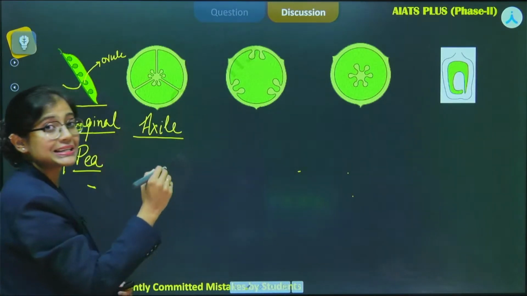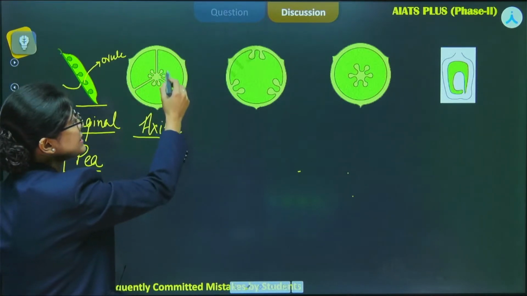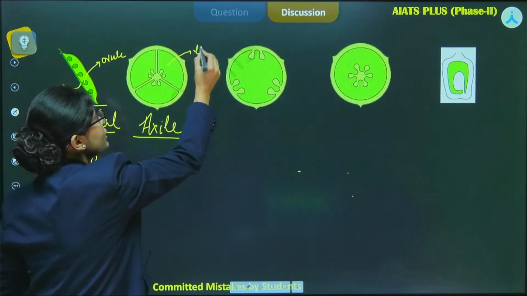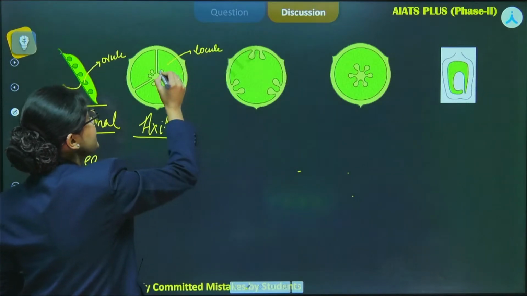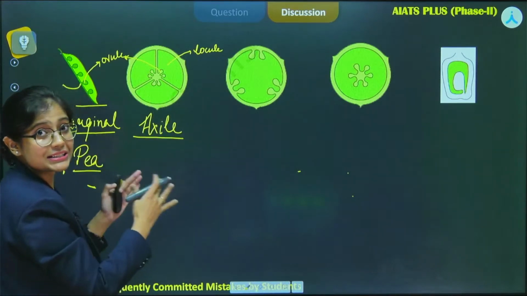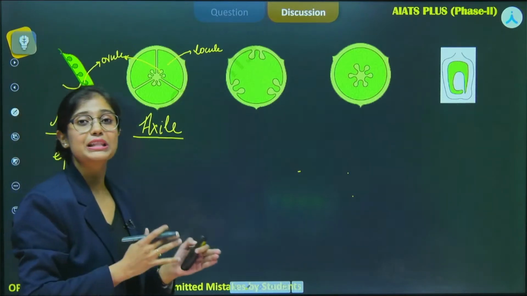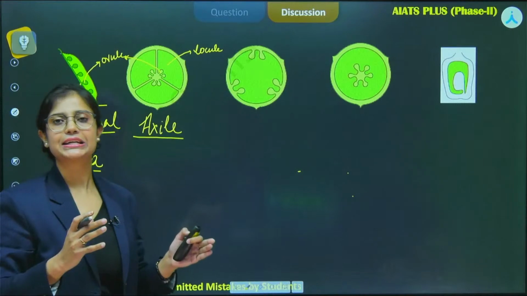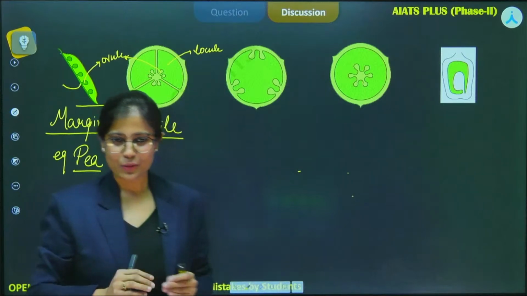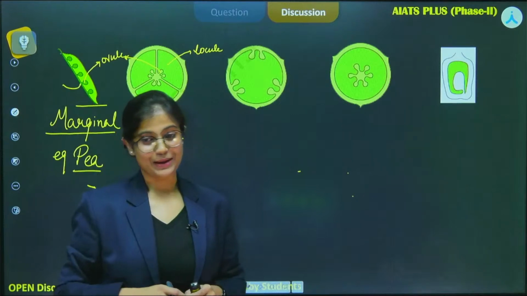Now the next one is axial placentation. In this, the placenta is in an axial position and we can see how ovules are present in the different locules. These are locules. These are ovules which are present in the locules of a multilocular ovary. This type of placentation is found in members of Solanaceae and Liliaceae. So this is how we can relate the concept from one to another. Very good, Aman, you remember all the examples.